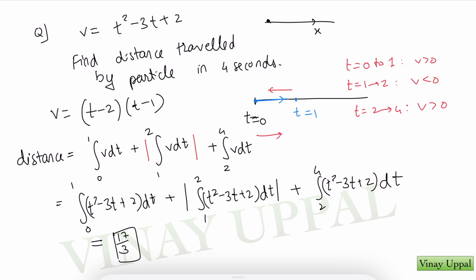So be very careful in the question whether they are asking displacement or distance. Make sure you figure out where the velocity becomes 0, that will be the turning point of the particle in one-dimensional motion when you need to calculate the distance.